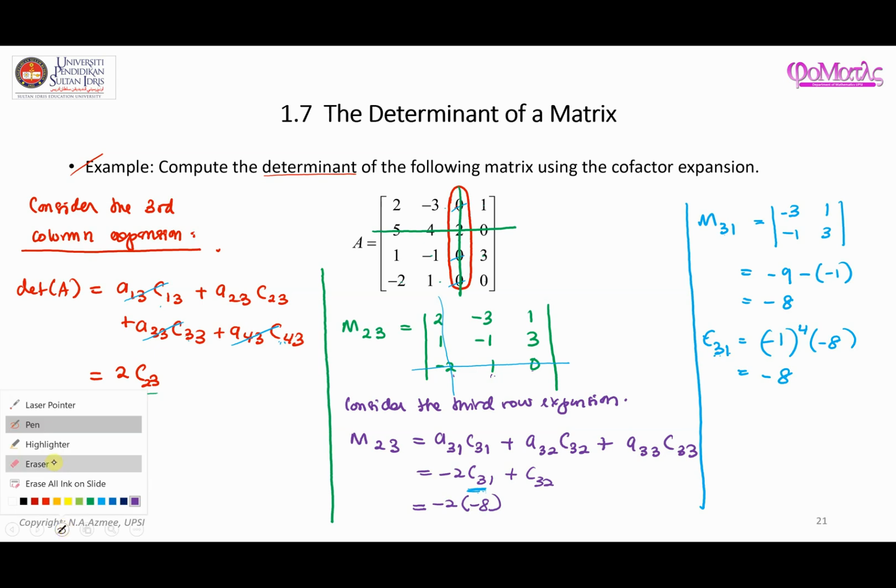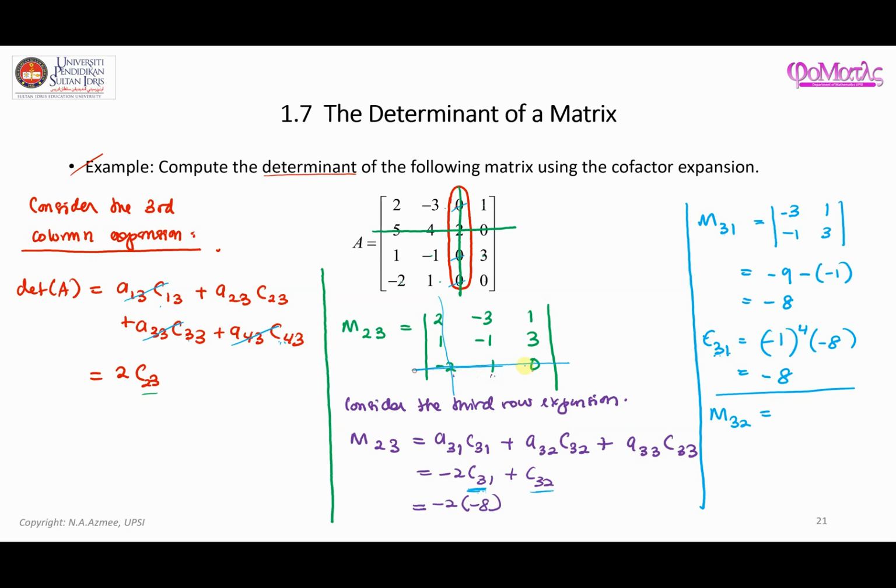Okay, so what we need to do next is find this result, C32. Because I don't have enough space, I'm just going to erase. Oh, maybe I have space, so I'm just going to consider this part, C32. So I need to find what is M32. In order to find M32, I need to delete the third row and the second column. Here I have the remaining values, which are 2 and 1, 1 and 3.